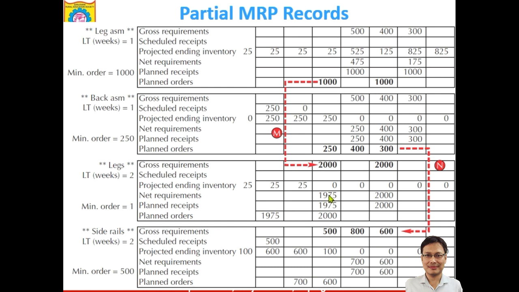And this is the third week, so we need to place the order 2 weeks prior. On week number 1 we place it. Then the planned receipt will be after 2 weeks, that is in the third week, and it's shown over here.